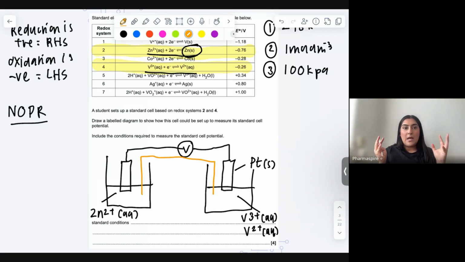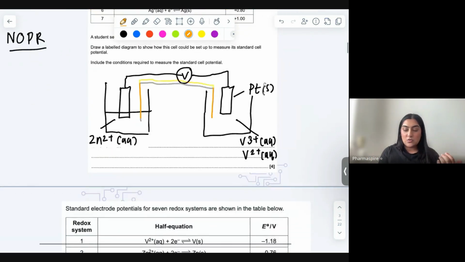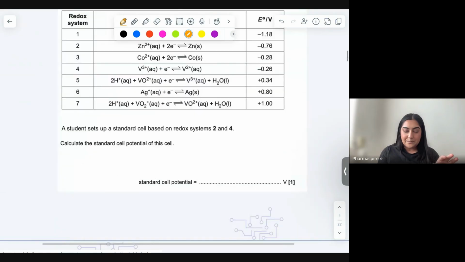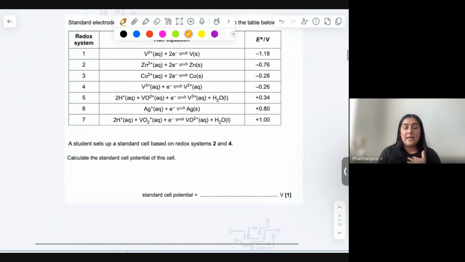Is everyone happy with how to draw it and the reasoning why and when to use platinum and stuff like that? That's where the general misconceptions are. So you get asked to draw that. That's a 4 marker in the bag normally. Cool. Right. Then we talk about the standard electric potential.